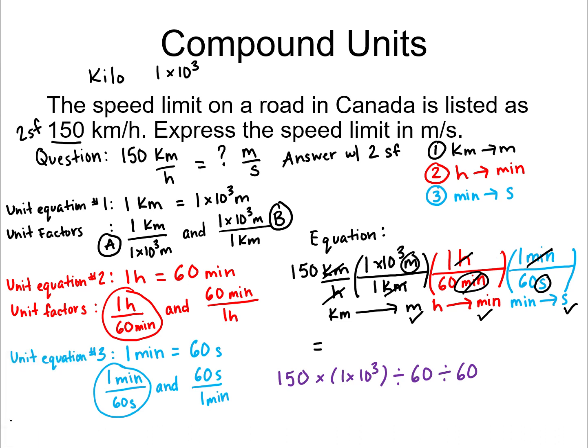In the interest of time, I'll just... or y'all are fast. Yeah, y'all are fast. Your calculator is going to say 41.6666 repeating. But we need the 2 sig figs, so that's 42. And our units are meters per second.